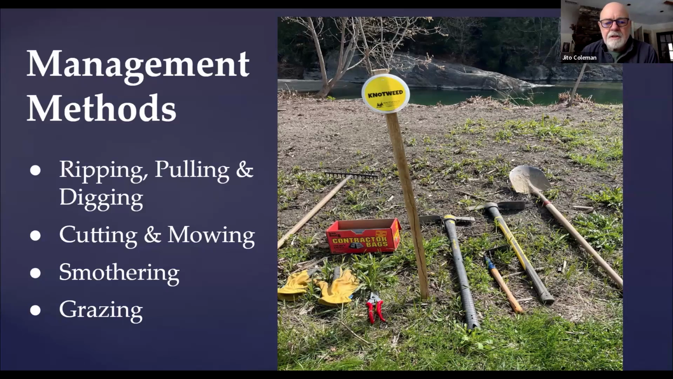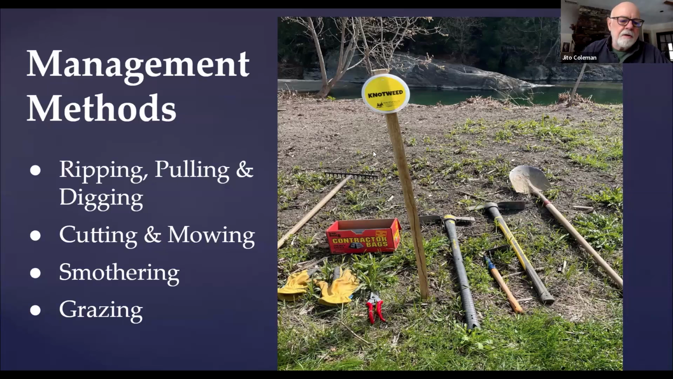All these management methods listed here are very similar in the sense that we are attacking the root structure. There is substantially more biomass underground than there is above ground with knotweed. When we're ripping, pulling, digging, cutting, mowing, and grazing, those methods all are an attempt to starve the root structure. And the way you do that is you let it grow and let it get up to, say, 2-3 feet in height, and then you get rid of it.